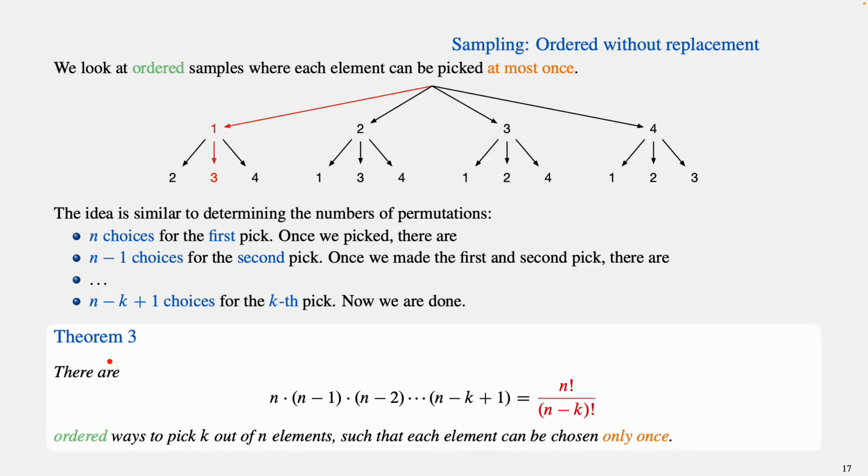So, by this reasoning, we have the following result. There are n times n minus 1 times n minus 2 times ... times n minus k plus 1 possibilities to pick in an ordered way k out of n elements, such that each element can be chosen only once. And with our factorial notation, we can conveniently write this expression as n factorial divided by n minus k factorial.